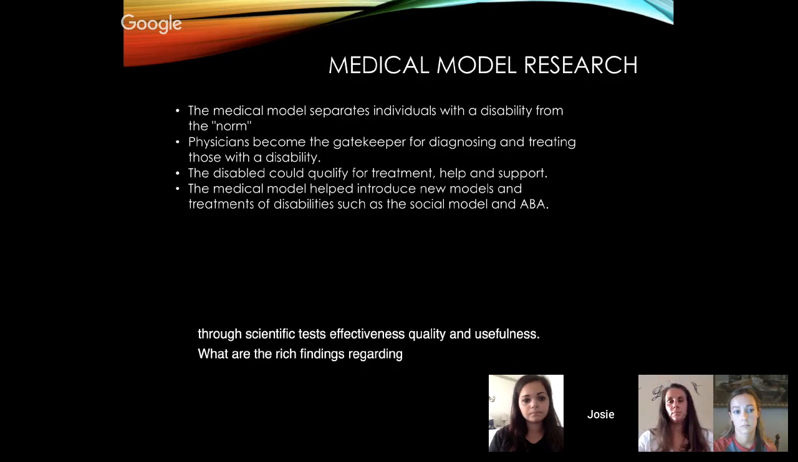So what are the research findings regarding each model? For the medical model, research shows how the model categorizes individuals with disabilities as being disabled and non-disabled by focusing on the physical and biological aspects of a specific condition. It separates those with abnormalities from the deemed normal within society. Physicians then become the gatekeepers for diagnosing a disability and its consequences. Physicians use problem solving through medical history, physical exams, and diagnostic tests to determine the deficit or dysfunction in a patient for identification and treatment of an illness.